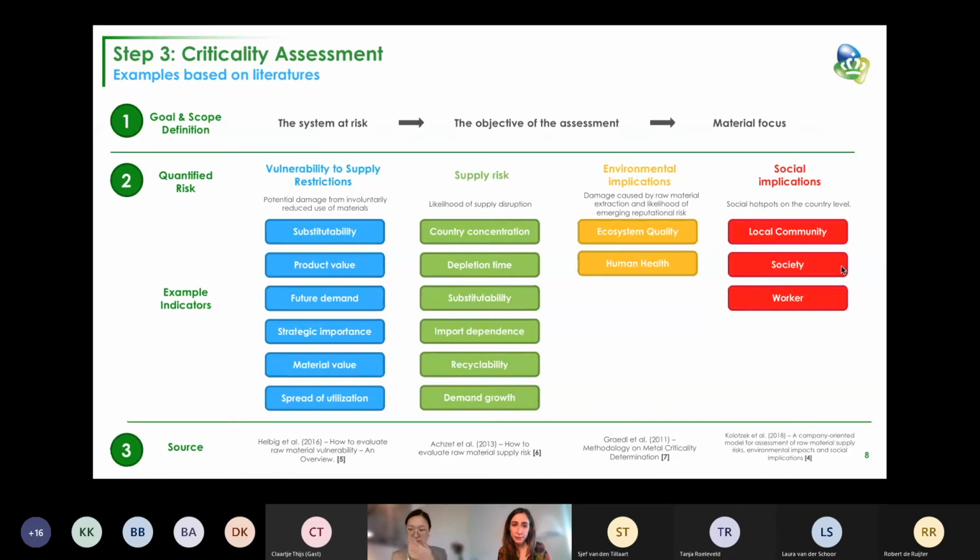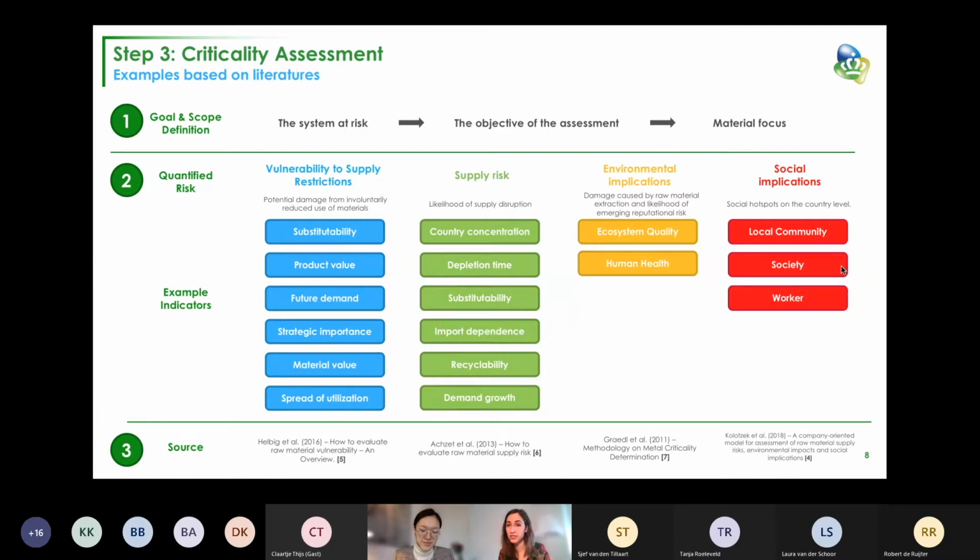Now a bit more in-depth, how do you really conduct a criticality assessment? And this is only based on the literature KPN used, but there is for sure also other literature available. The first part was to define goal and scope. So firstly, the system at risk. So where are you looking at? Are you looking at a specific product of your industry? Are you looking at the whole sector or components of products?